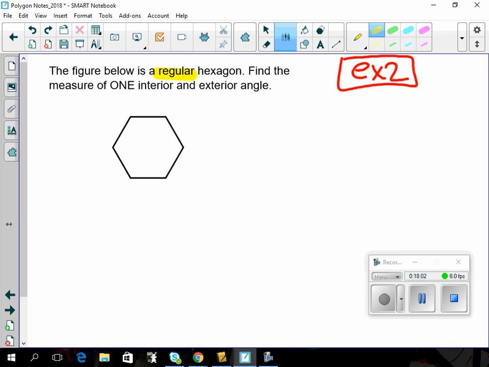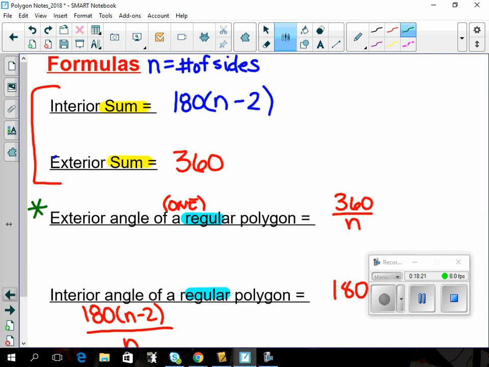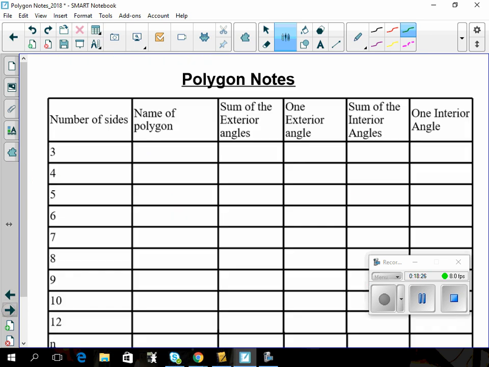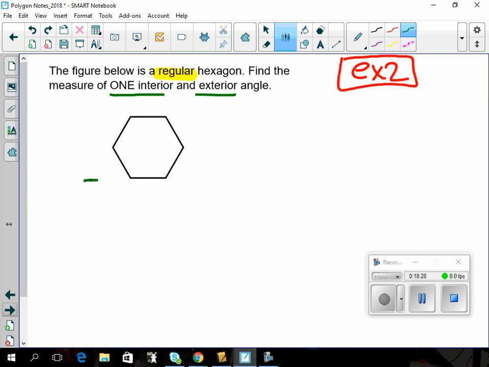So it says I want to find both an interior and an exterior. According to the formula sheet, which one did I tell you we should start with? The outside, exterior. So I started. All right, so if you look at the formula sheet, I starred this one because I want you to start there. Okay, start with the exterior. So I'm going to draw the exterior angle. We're also going to find the interiors. We're going to do both. Right?